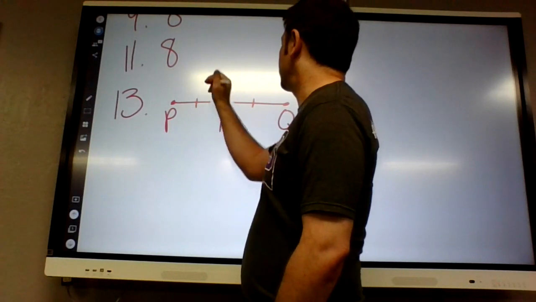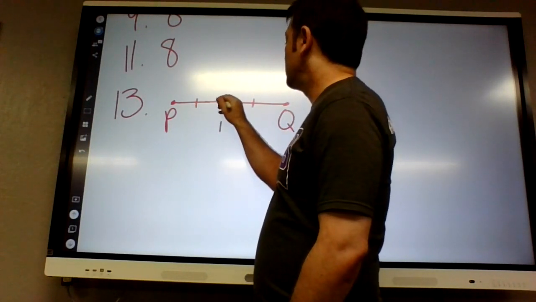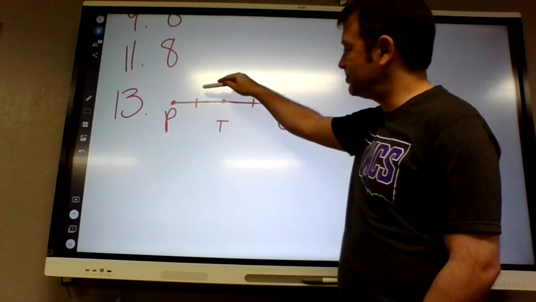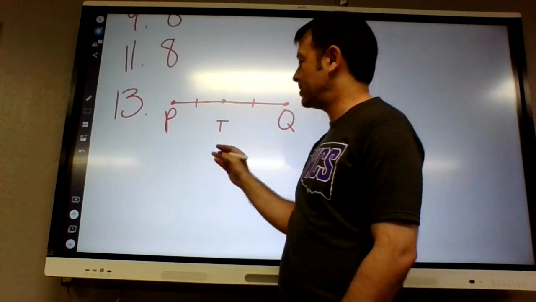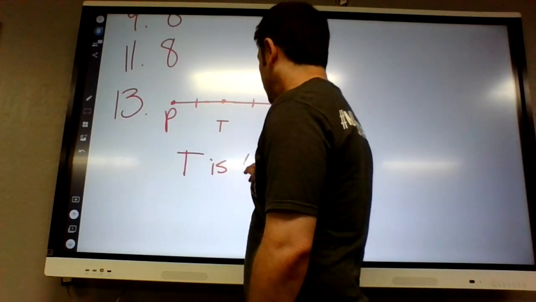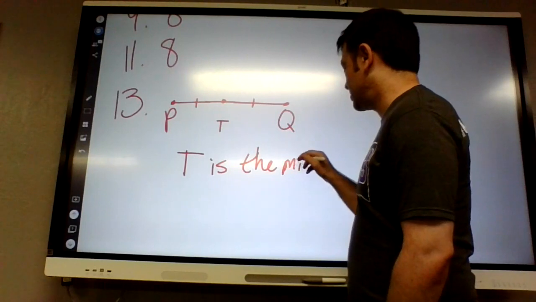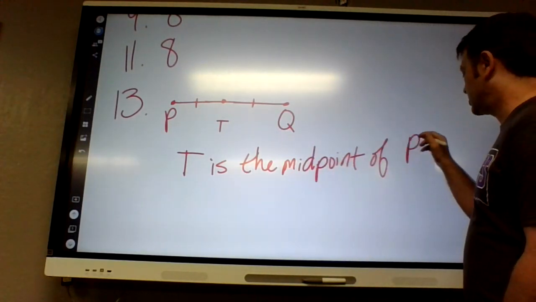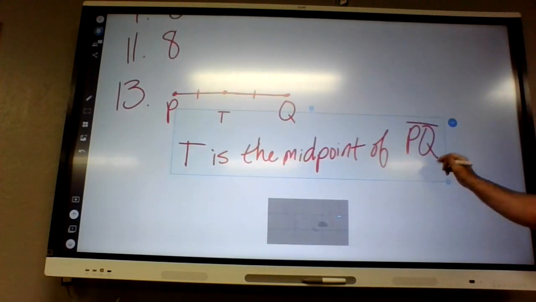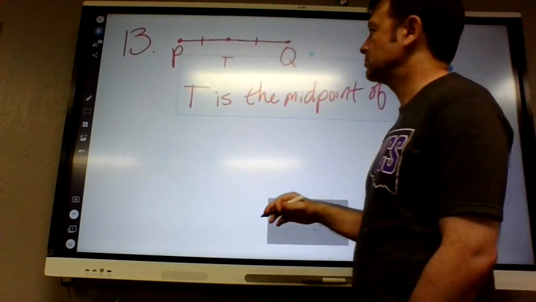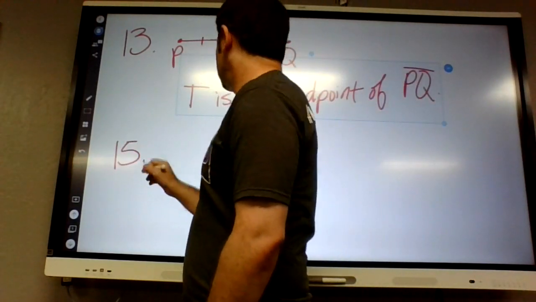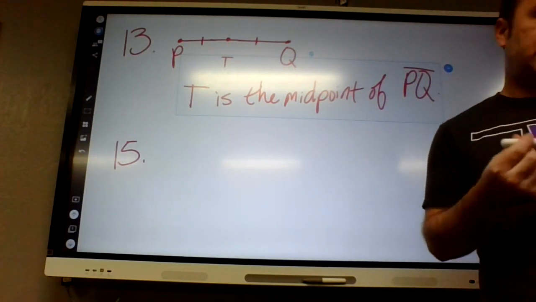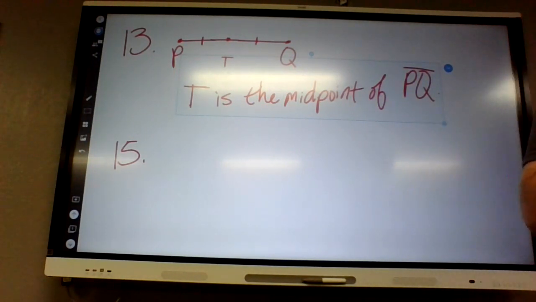I kind of messed that up. These marks indicate that these two segments are the same. Anyway, the answer is T is the midpoint of segment PQ. T is the midpoint. You kind of need that picture for number 14.